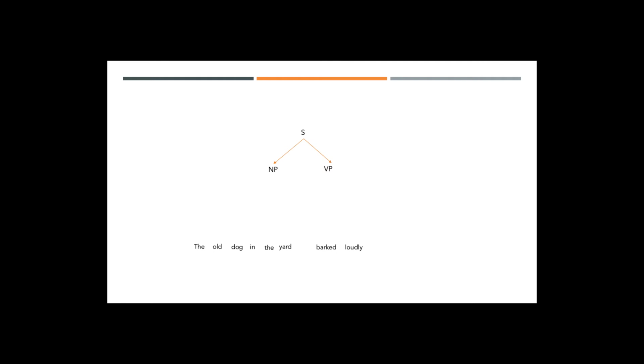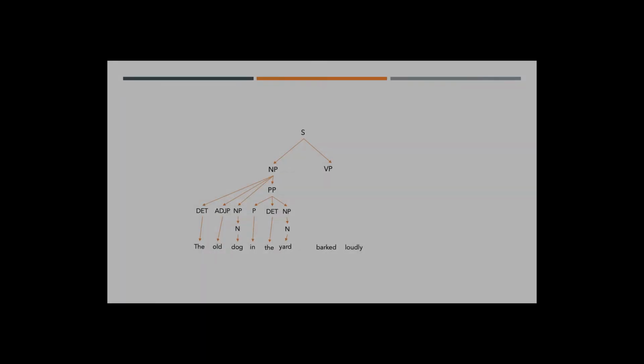Let's start our work with a pretty simple sentence. How about this one? The old dog in the yard barked loudly. A phrase tree diagram of the sentence looks like this. A sentence composed of a noun phrase and a verb phrase. By convention, we put the noun phrase on the left and the verb phrase on the right.